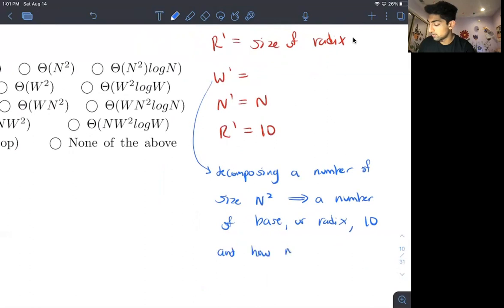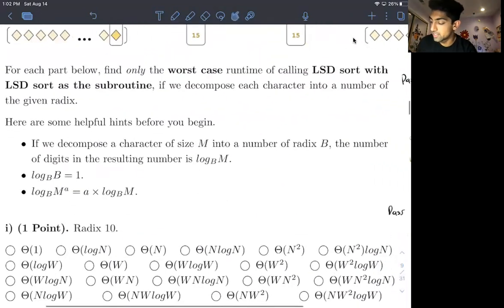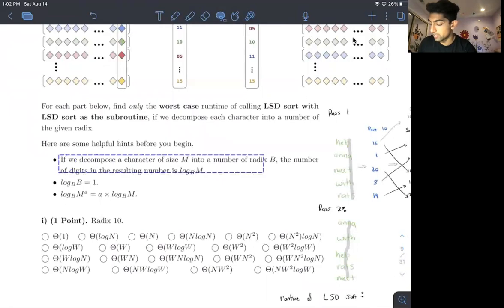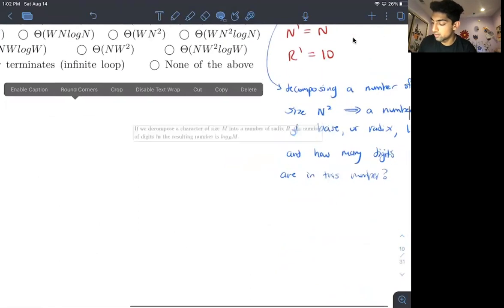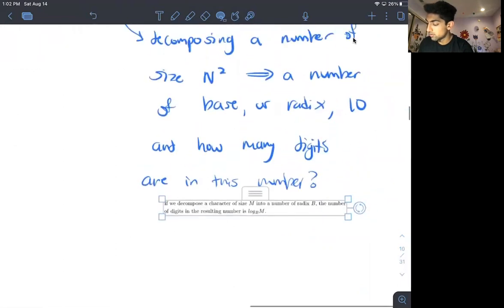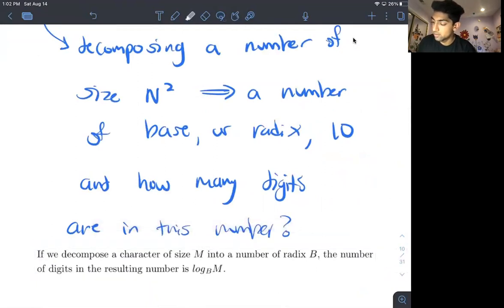And so looking at the hint, it states that if we decompose a character of size m into a number of radix b, the number of digits in the resulting number is log base b of m, okay? So let's use our hint to help us a bit, right? So with this hint in mind, notice that we are decomposing a number of size n squared into a number of radix 10. Actually, let me use a different color.